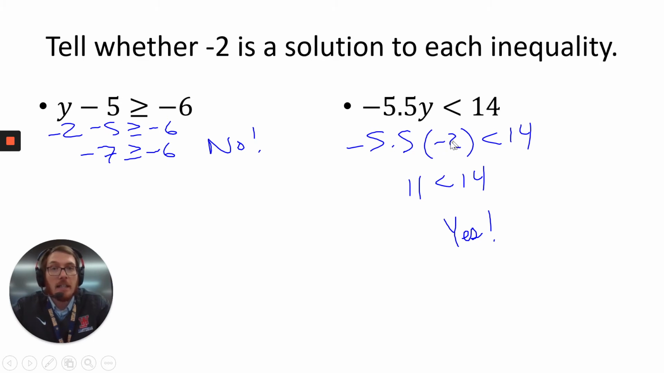This next one here, plug in negative 2, multiply them together. Is 11 less than 14? And the answer is yes. It doesn't take a lot of work to show it. My expectation is you're going to substitute, simplify, and then yes or no for these solutions.